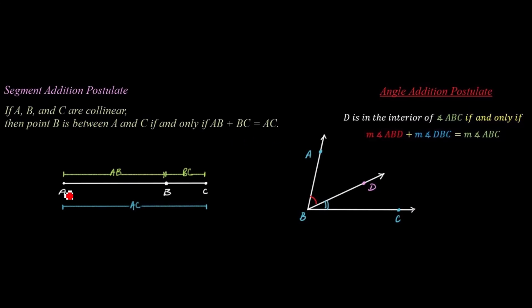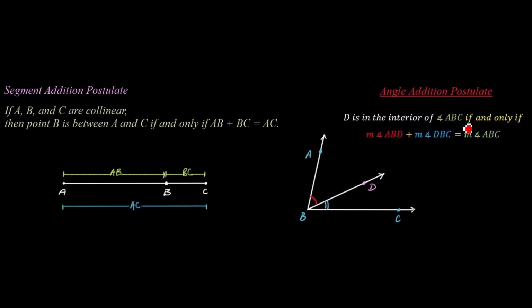That is, if A, B, and C are collinear, we could add the baby segments to give us the big segment, and that would be equal to the measure of AC here. And that would only happen if these are collinear, and this is a biconditional statement, and that's if and only if. Similarly, the angle addition postulate is also a biconditional statement.